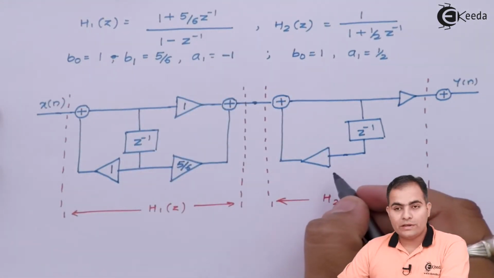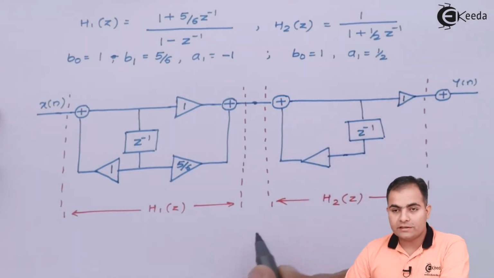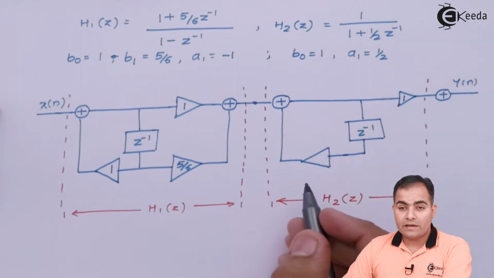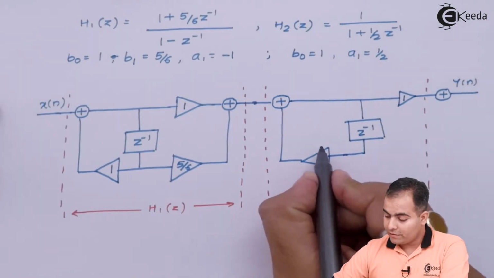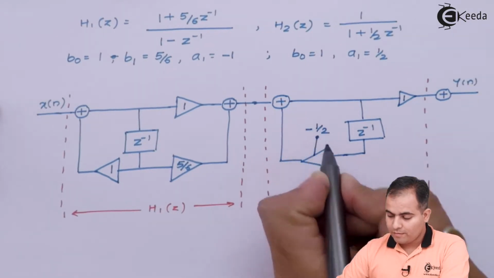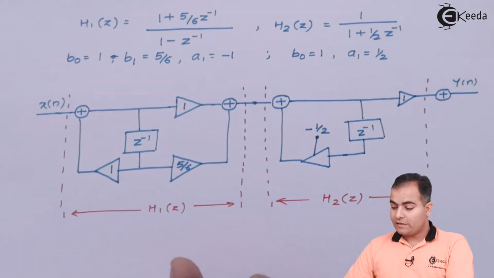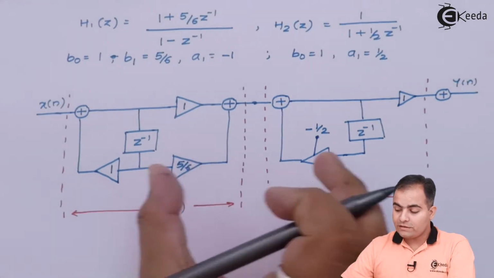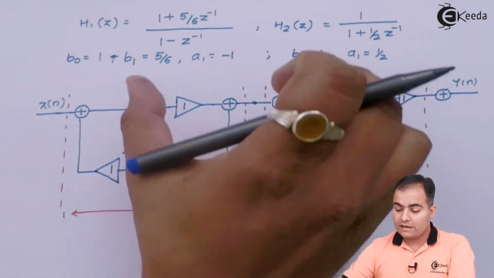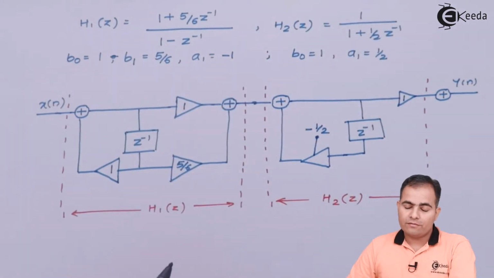Now we'll move on to H2(z). Here the B0 value is 1, so I'll write it over here inside this buffer. And my A1 value is 1/2. So after multiplying the minus sign with A1, what you will get is -1/2. And this is nothing but my cascade form. Now in cascade form, two functions are always connected in series, whereas in parallel form, two functions are always connected in parallel, that is, one by one. Now we'll move on to the parallel form.